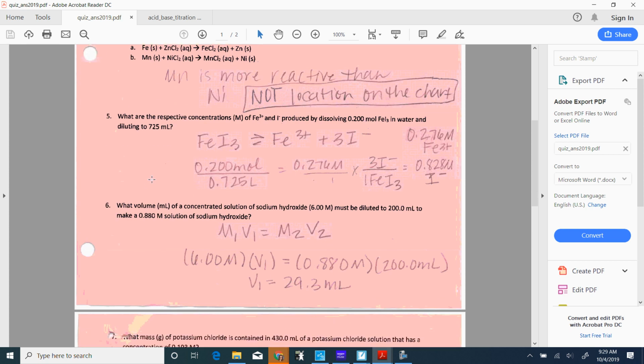For your dissociation problem, the ratio is 1 to 3. There's multiple ways you could have shown me this. Essentially, you just need to solve for molarity: moles divided by liters. Some of you did your mole ratio first and had the 3 times. And then it worked out to be the same, but some of you did it after.